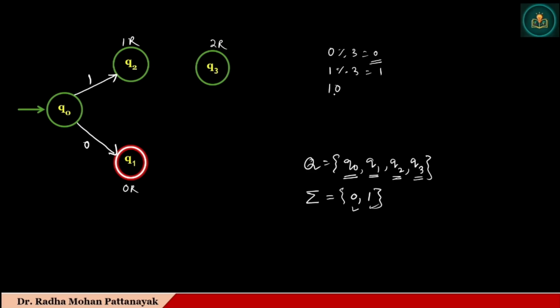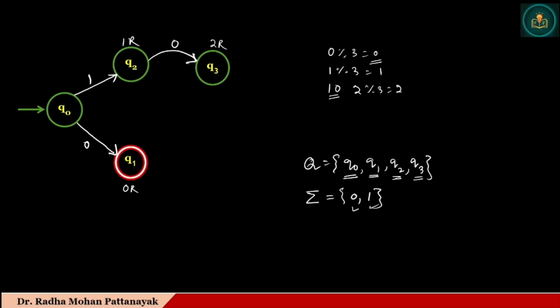Now, if you read the input 0 on Q2, then the string will become 10. The decimal value of 10 equals how much? 2. So 2 modulus 3 equals 2. So what is our 2 remainder state? Q3, which means on Q2, if you read 0 as input, it will move to the Q3 state.